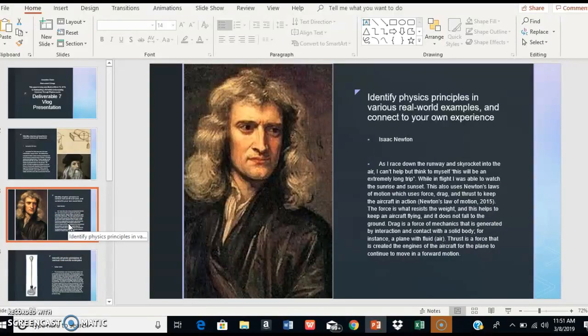Isaac Newton. As I race down the runway and skyrocket into the air, I can't help but think to myself, this will be an extremely long trip. While in flight, I was able to watch the sunrise and the sunset.